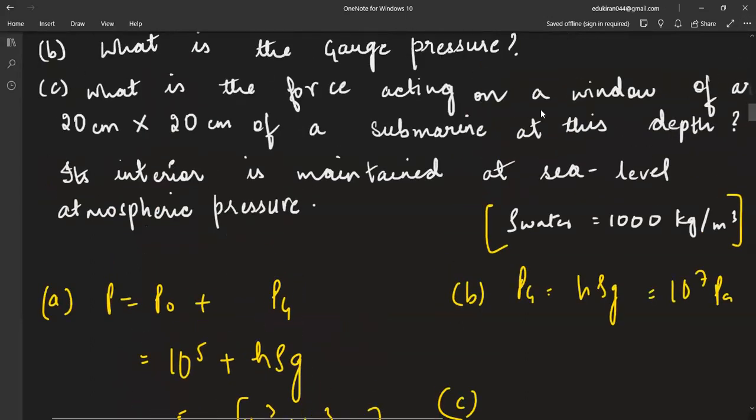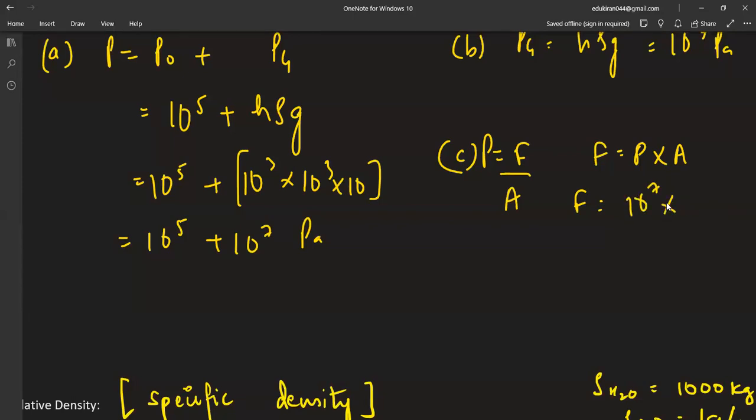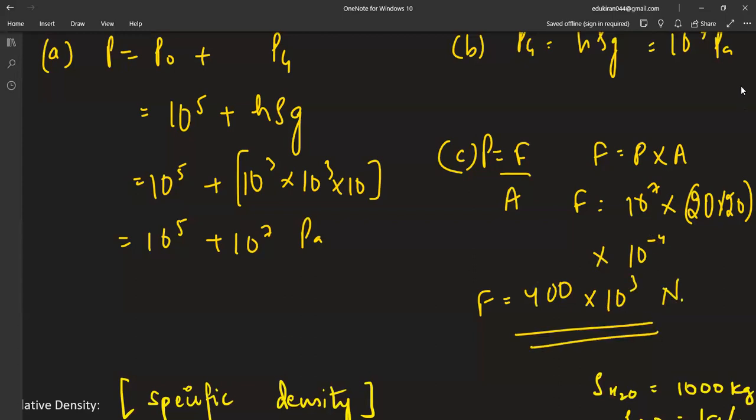Third part says, what is the force acting on a window of area 20 centimeter into 20 centimeter of a submarine at this depth? Its interior is maintained at sea level atmospheric pressure. Lots of words are written. You just have to focus on area. Pressure is equal to force by area, so force is equal to pressure into area. Pressure is 10 to the power 7. Area is 20 centimeter into 20 centimeter, so 20 into 20 is 400, and converting, 10 to the power minus 2 into 10 to the power minus 2. So force becomes 4 into 10 to the power 5 newtons. Write it down.